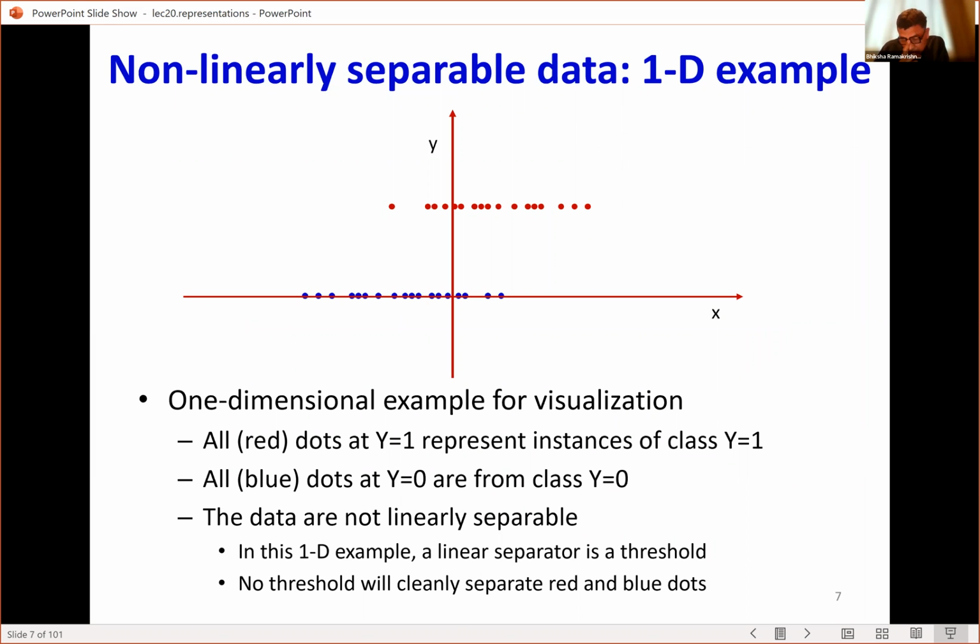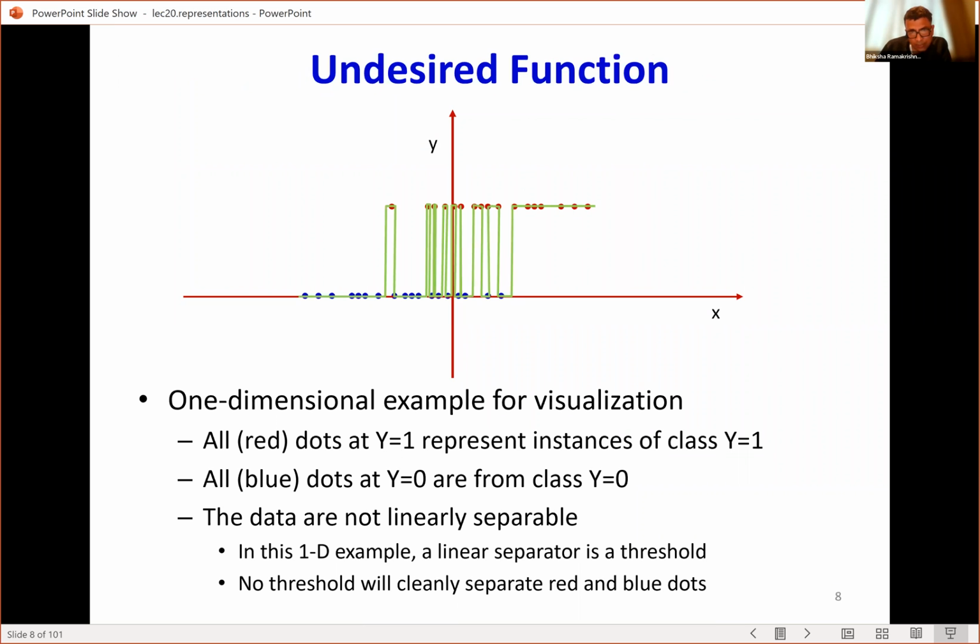So to understand this even better, let's go back down to an even simpler problem, a one-dimensional example. Here we have data from two classes, the blue dots representing one class, the red dots representing the other class. For the red dots, the class label is 1. For the blue dots, the class label is 0. Now, in this one-dimensional case, a linear classifier is a threshold function, which says everything to the left of the threshold belongs to one class and everything to the right belongs to another class. And these two classes clearly are overlapping, and so they are not linearly separable. There's no threshold that will cleanly separate the red dots from the blue dots.